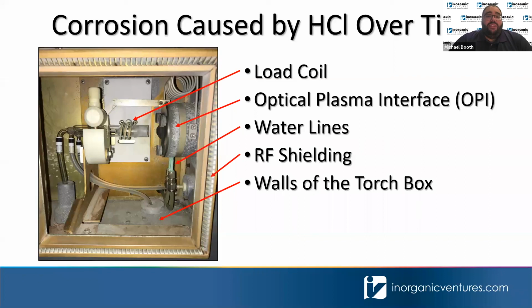So this picture is the torch box of our old workhorse ICP-OES, and you can see there's a ton of corrosion on everything from the overall box to the RF coil, the plasma interface. So we wanted to eliminate as much HCl as possible to cut down on that corrosion.